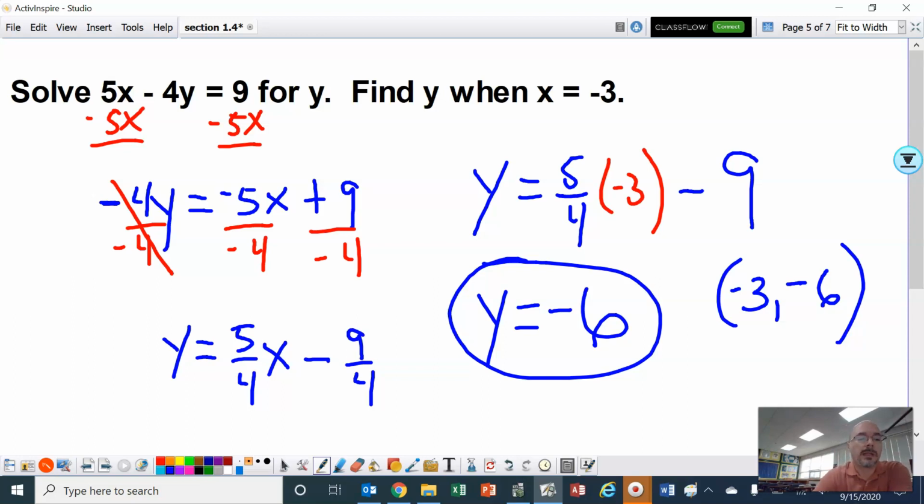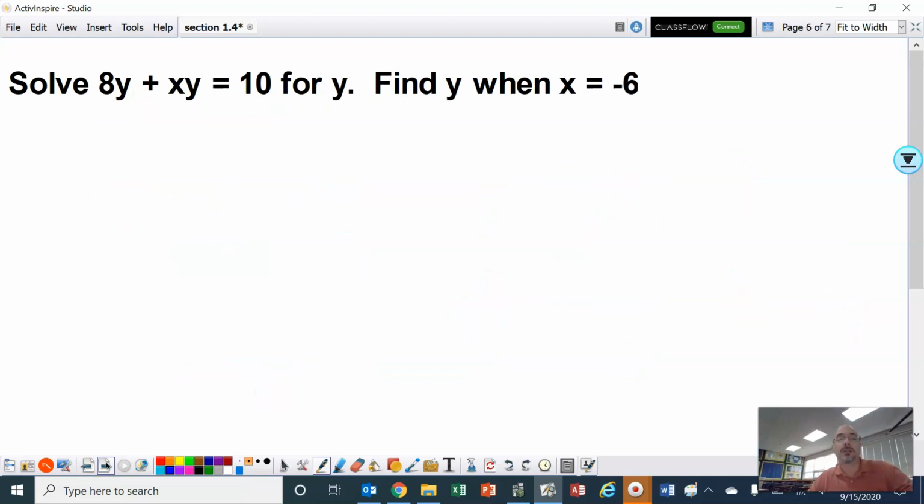All right, ladies and gentlemen, let's keep going here. I got one left. This is our challenge problem, our challenge example. You will notice in this one that it has 8y plus xy equals 10. Okay, there are two variable y's in that problem, and they are on the same side of the equal sign. Remember, when we're all done, we want y by itself. We only want to see it once.